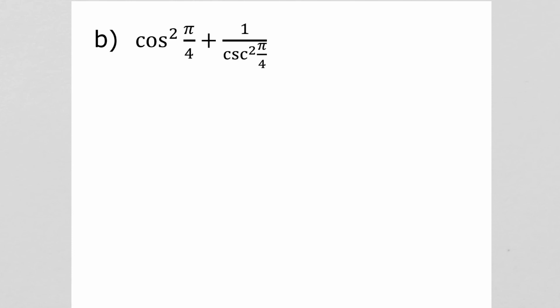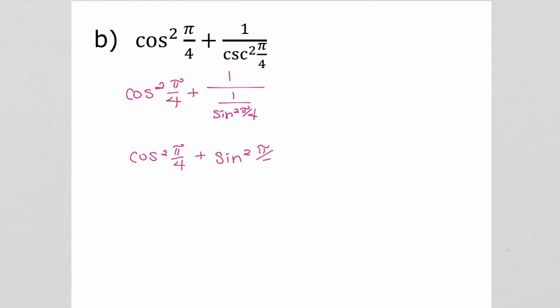For part B, we've got cosine squared of pi over 4 plus 1 over, let's change this cosecant to sine. So 1 over sine squared of pi over 4. We don't want a fraction in a fraction, so if we flip and multiply, then we actually get sine squared of pi over 4 here.